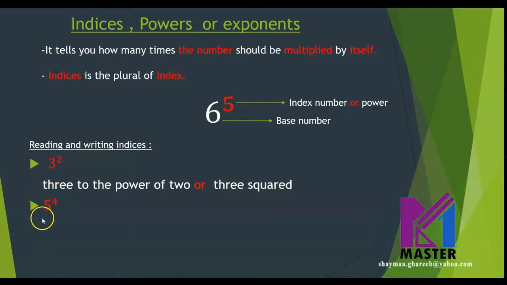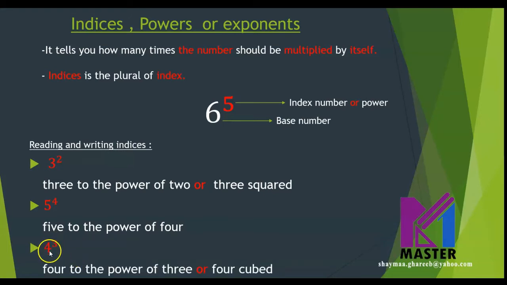Second example, how can I read it? We read the base number first, then we read the index that it is raised to. 5 here is raised to the power of 4. So we read it as 5 to the power of 4. Now let's see this one. 4 is raised to the power of 3. So we read it two ways. I can say 4 to the power of 3, or I can say 4 cubed. So this is how we read and write indices.